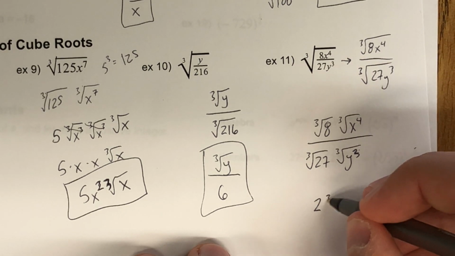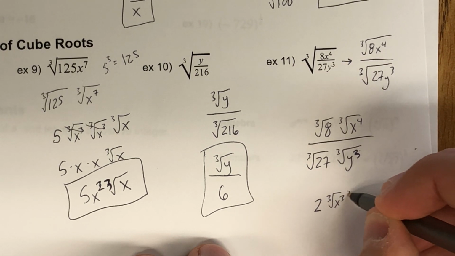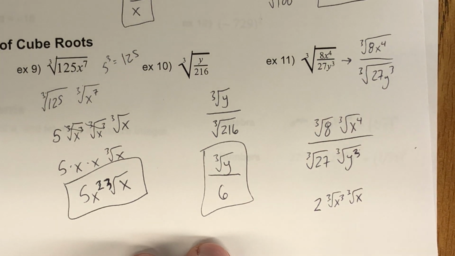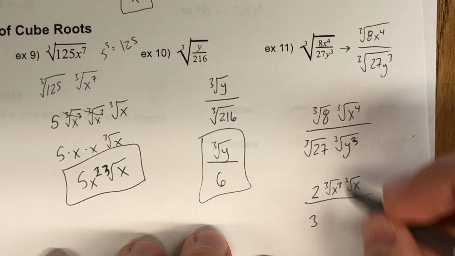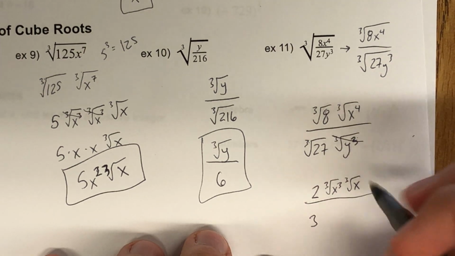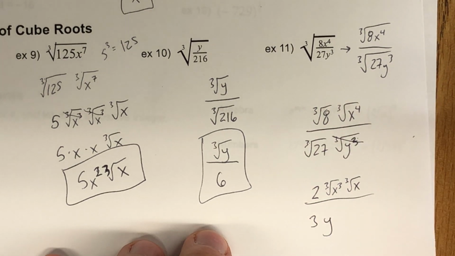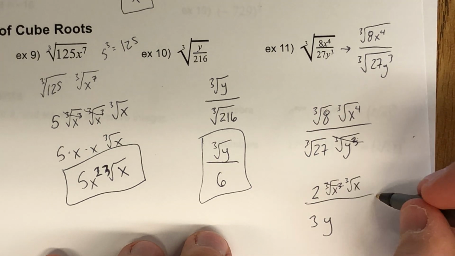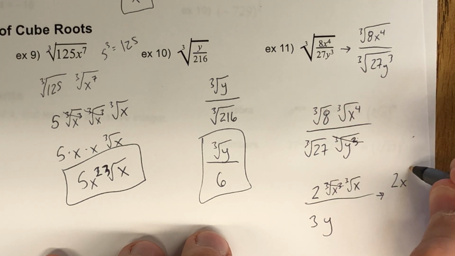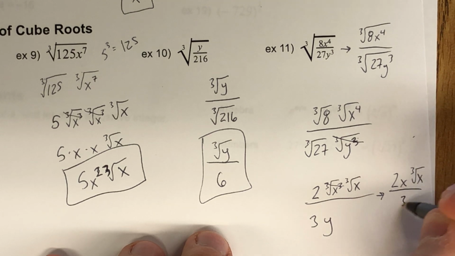Here we can separate that into x cubed and just x, keeping that cube root with it. Cube root of 27 is 3, since 3 cubed is 27, and then a cube root and y cubed will cancel for just y. Up here, these will cancel, so we just have 2x times the cube root of x over 3y.